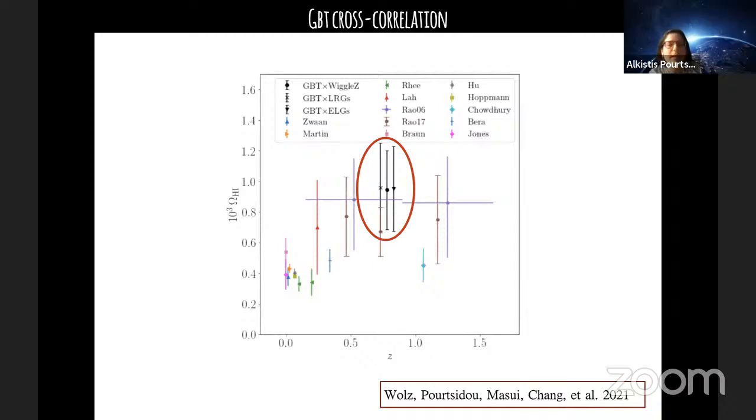Yeah, that's my last slide. I just wanted to say that even with this very difficult and low signal to noise data, we did manage to populate this diagram at a redshift of 0.8. So I think the future is looking bright for intensity mapping.